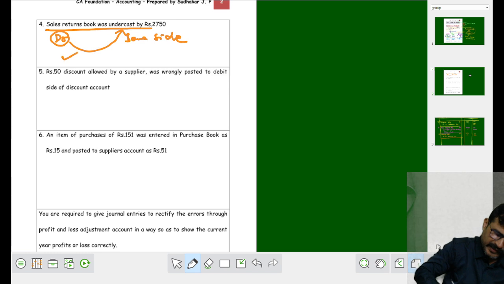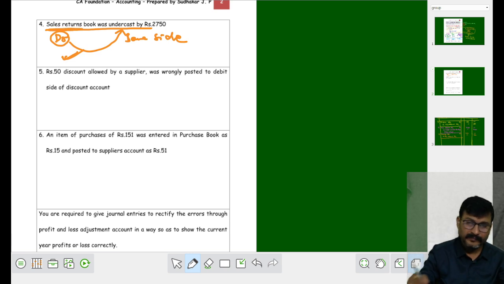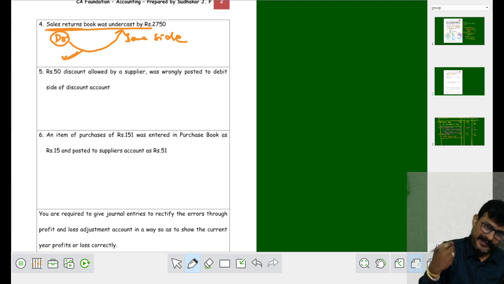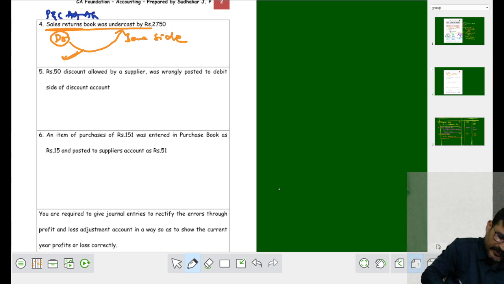Same side means debit side only. So now sales returns, what? It comes under the category of income, as a sales heading. So it is to be replaced with what? P&L adjustment account. Instead of sales we have to use the P&L adjustment account.